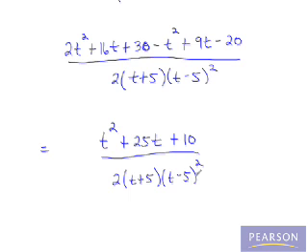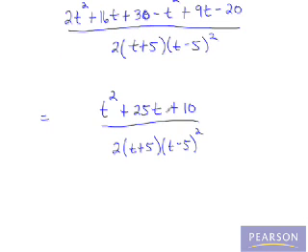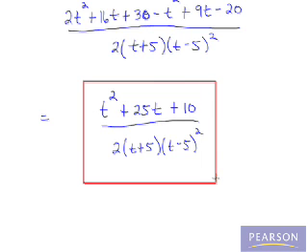As a final check, we should see if we can factor this numerator to see if it cancels out any of our common factors in the denominator, and that will not happen. We cannot factor the numerator. So our final answer is (t² + 25t + 10) over 2 times (t + 5) times (t − 5) quantity squared.